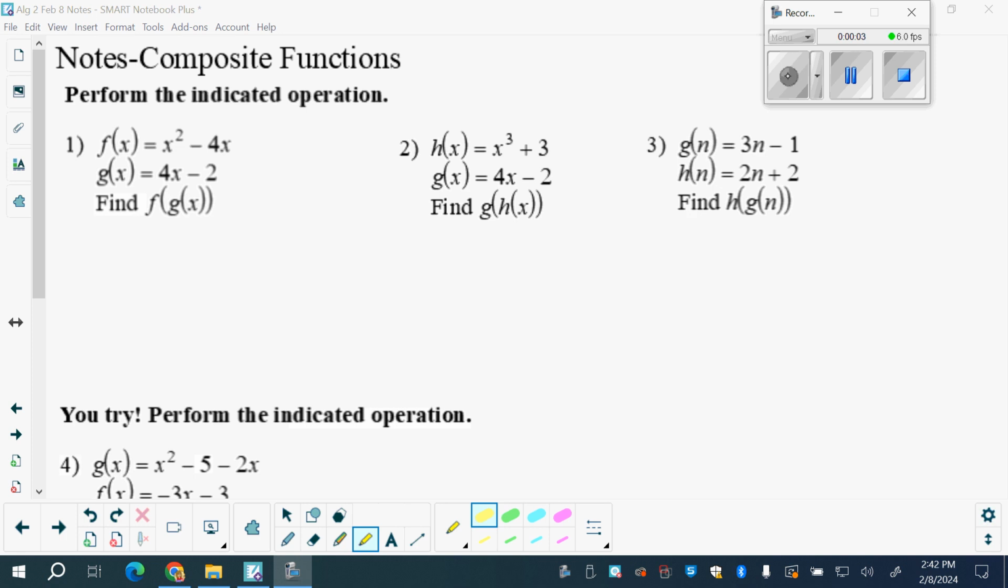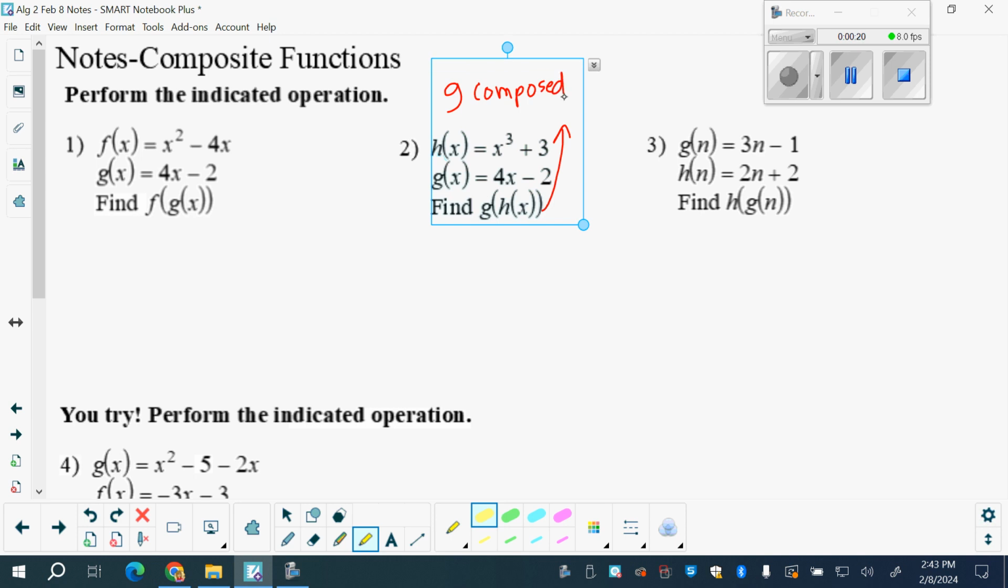Okay, so the way you read this notation, you've never seen anything like this. The way you read it is G, this one here, G composed of H of X. That's how it's read. G composed of H of X.